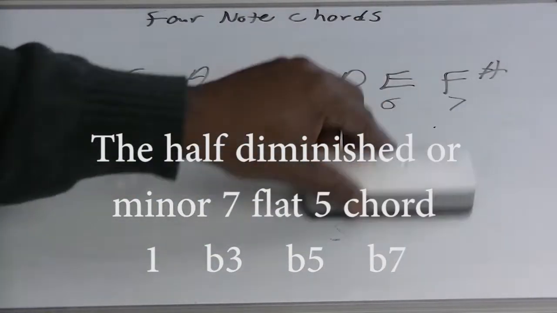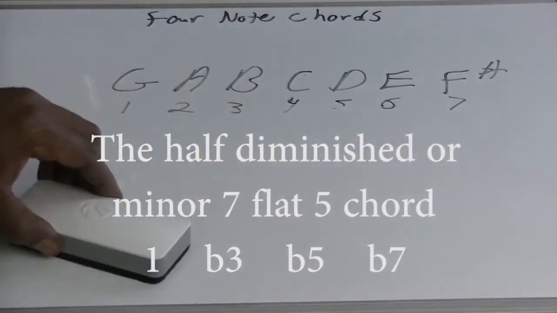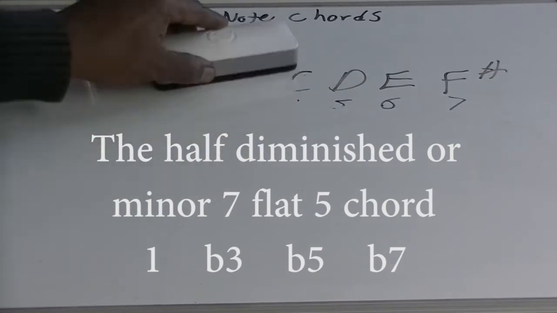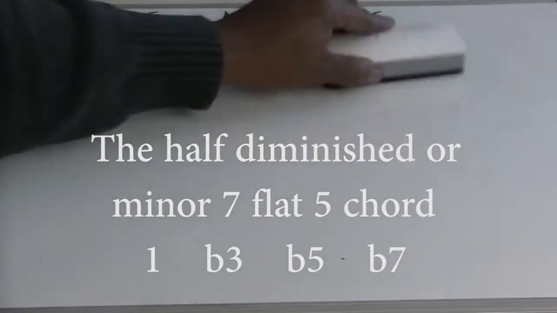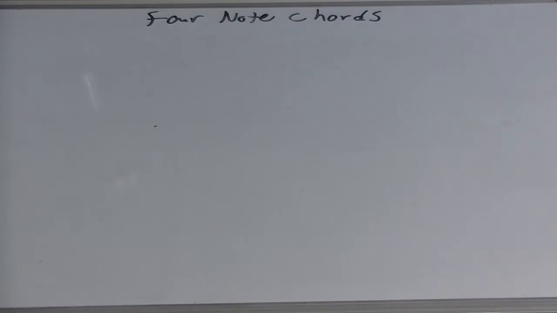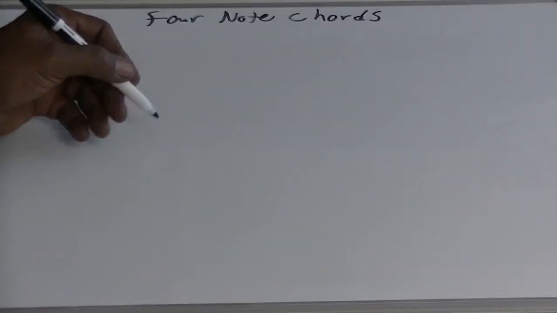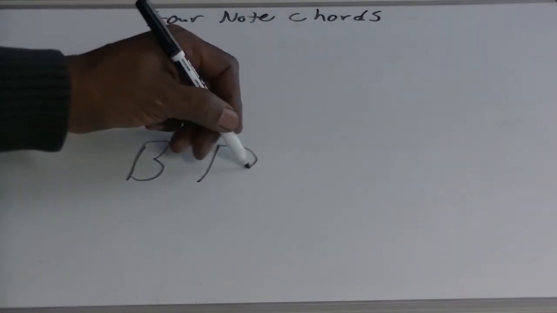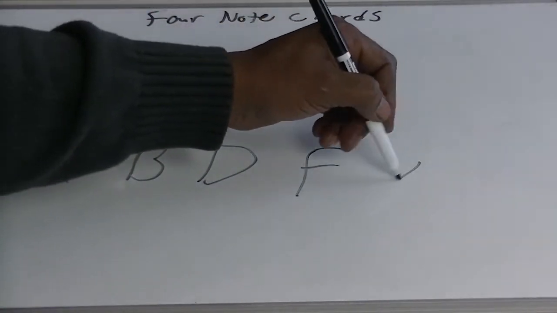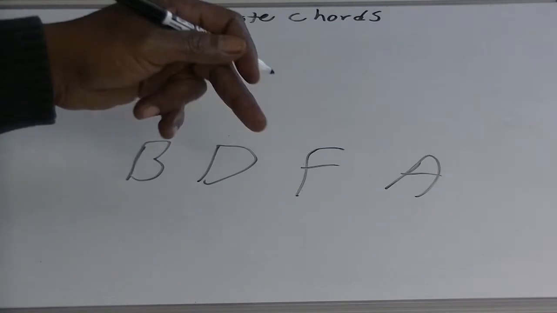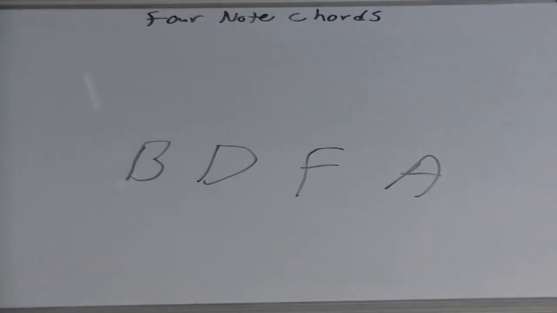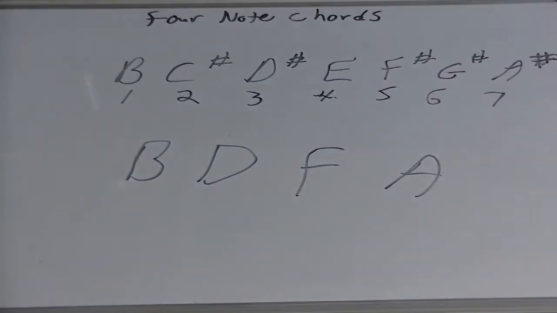So we have one more type of chord that we need to look at and analyze, and that was our B half diminished chord. When I write these notes out, I get B, D, F, and A. So we need to analyze this with respect to our B major scale. So let's do an analysis on this chord.